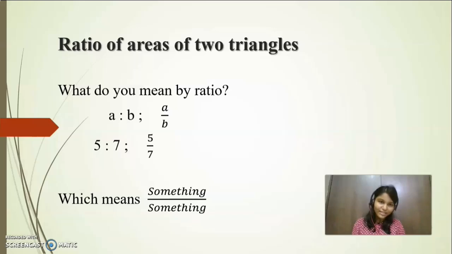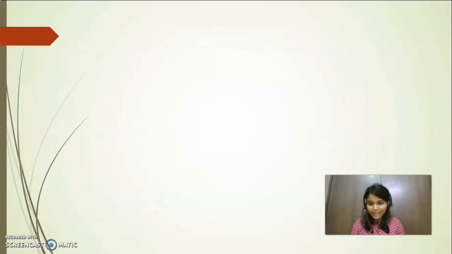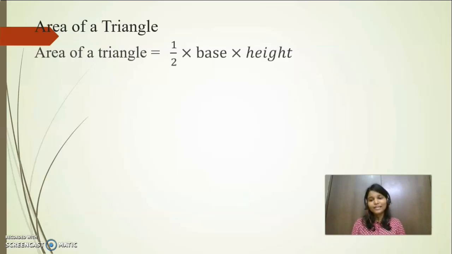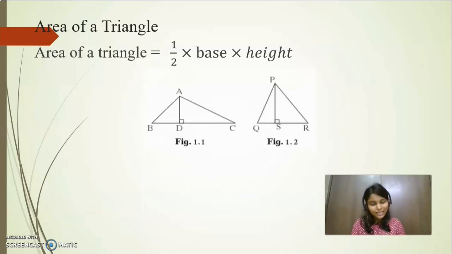Having known what a ratio is, let us see what the area of a triangle is. You have all already studied area of a triangle in your lower standards. Let us revise it fast without wasting any of our time. Area of a triangle is half into base into height. Remember, height is always perpendicular to the base. Now, here we will take an example of a triangle and you all will tell me what the base and height of that triangle are. So let us take two examples of triangles.